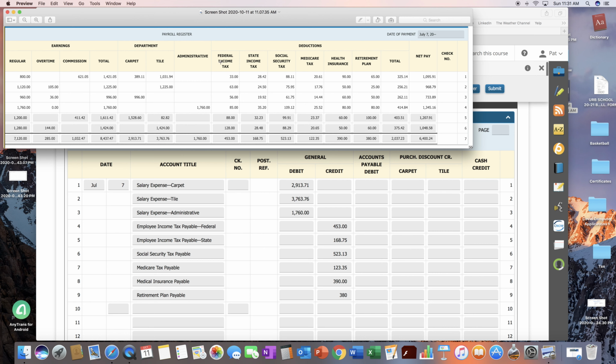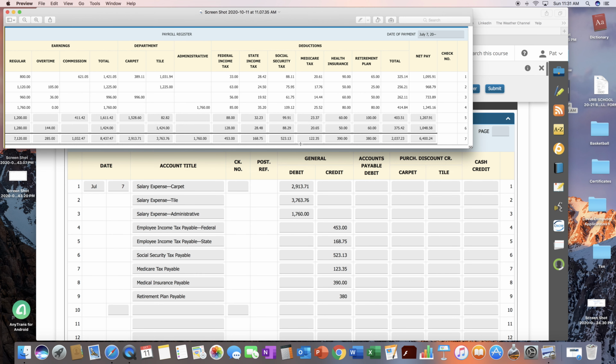Again, federal income tax in your payroll register column is going to be considered your employee income tax payable federal. State will be employee income tax payable state. So federal goes in at the end. Where we got these are the totals from your departments. Your total earnings for tile, administrative, and carpet are salary expense, tile, administrative, carpet. So we're just copying this bottom line in your payroll register.